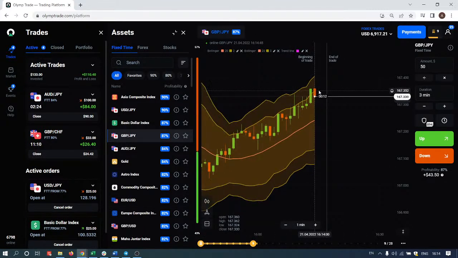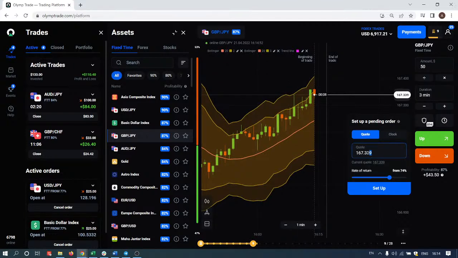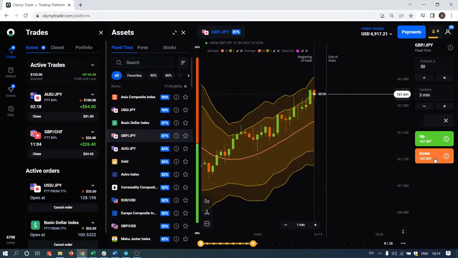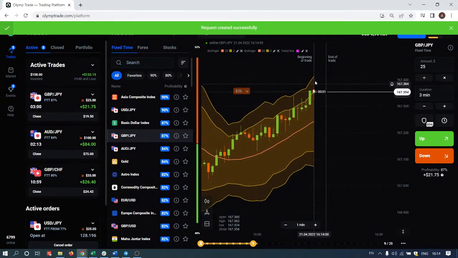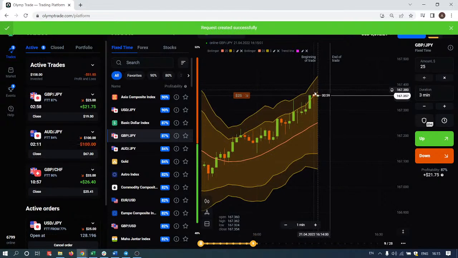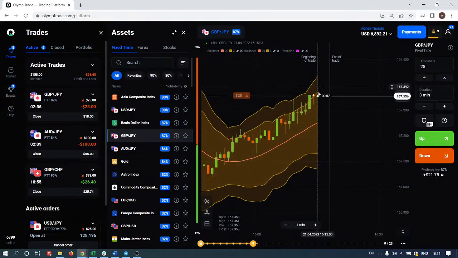And here I think, yeah, 357 could be a nice entry position here. 357. So right, kind of almost in the middle between these two Bollingers.